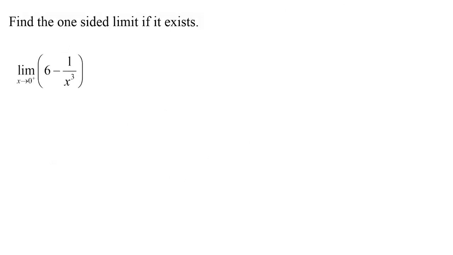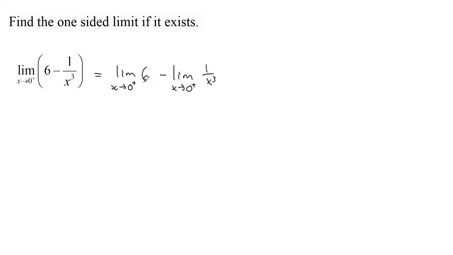Groovy, that came out better than I thought. Okay, find the one-sided limit if it exists. Okay, let's talk about this. This asks me, as x goes to 0 from the right-hand side, so I'm coming in from the right, find the one-sided limit if it exists. Well, properties of limits says that I can say that this thing would be the limit as x goes to 0 from the right-hand side of just 6 minus the limit as x goes to 0 from the right-hand side of 1 over x to the third.